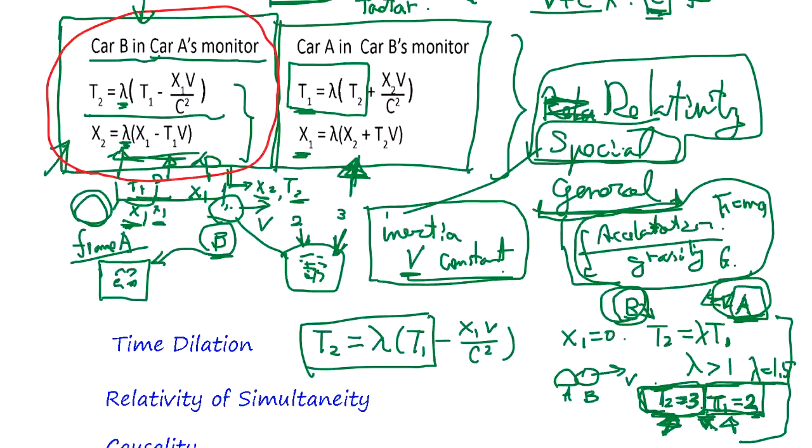So B thinks A is moving slower. So everything's going slower in A. But A thinks B is moving slower. Everything inside B is proceeding slower. This is called time dilation.